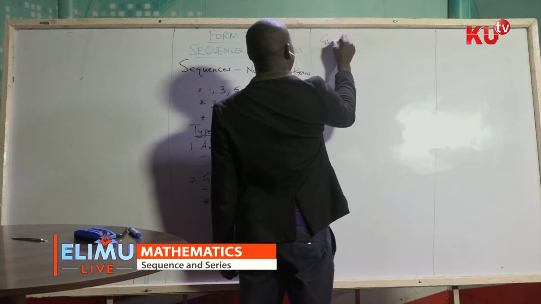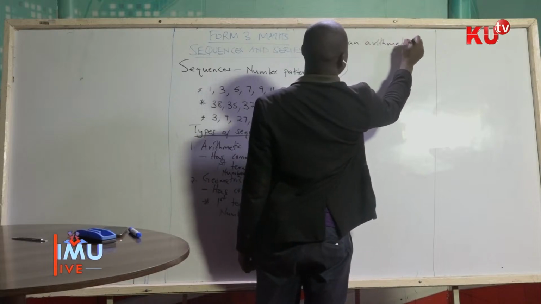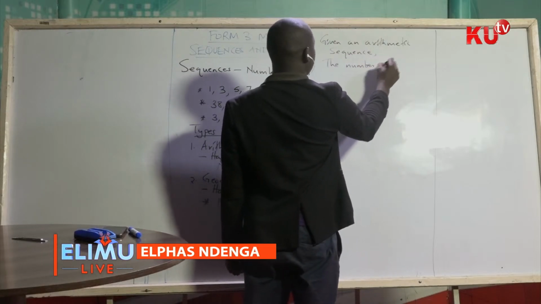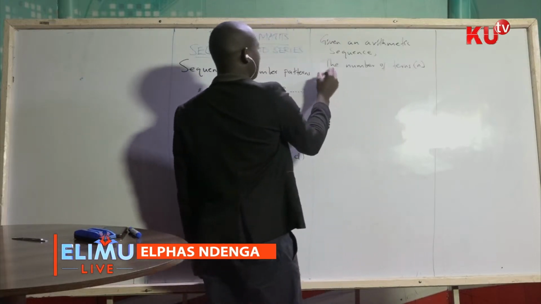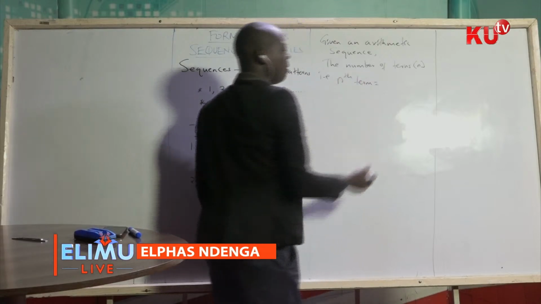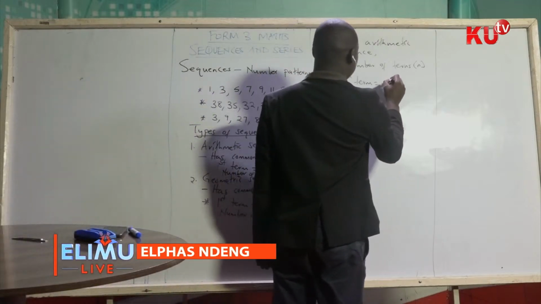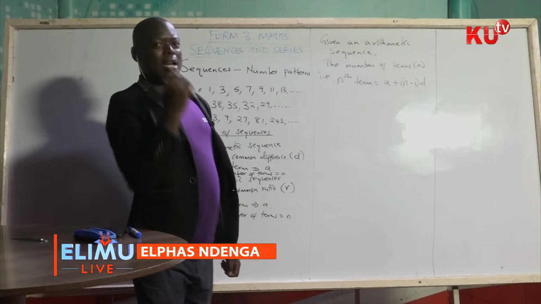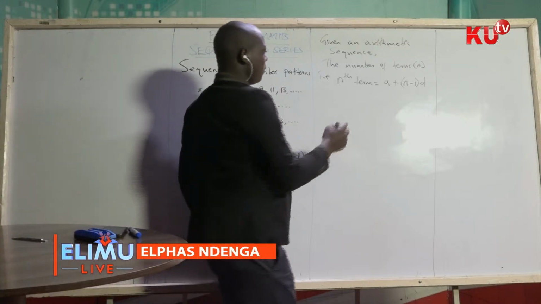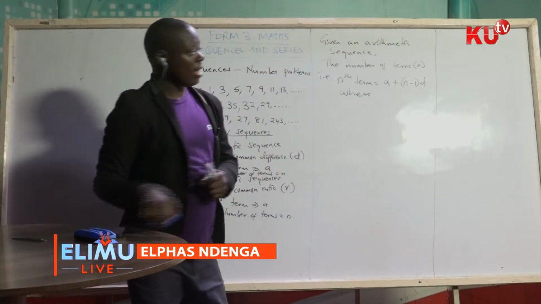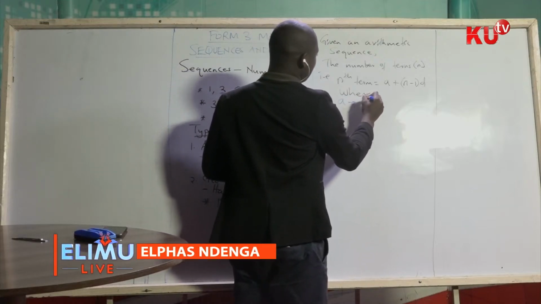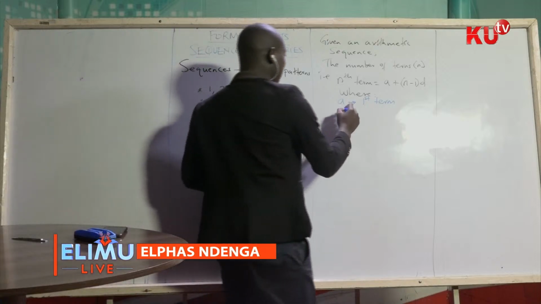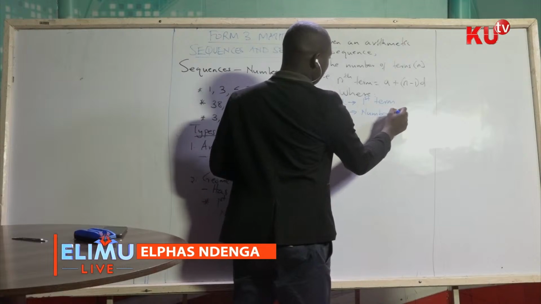So when you're given an arithmetic sequence, the nth term is given by the formula A plus n minus 1 multiplied by D. In this case, the value A represents the first term. N represents the number of terms.